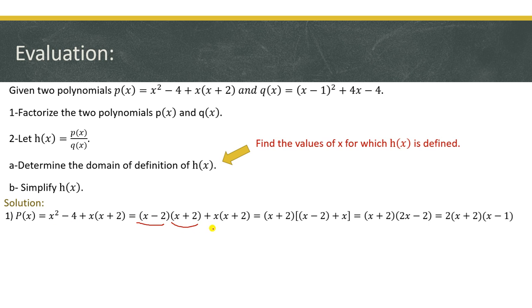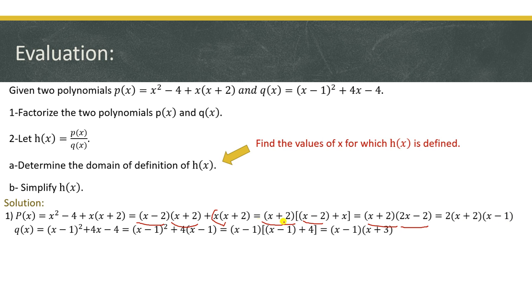Now we have a common factor x plus 2. Take x plus 2 as a common factor. From the first one, x minus 2. From the second one, x. Okay, by reducing inside the brackets, x plus 2 into x minus 2 plus x equal to 2x minus 2. And in the second parenthesis, you can also take a common factor 2 to become 2 into x minus 1. Put the number before the 2 parentheses, so the factorized form of p of x is 2 into x plus 2 into x minus 1.